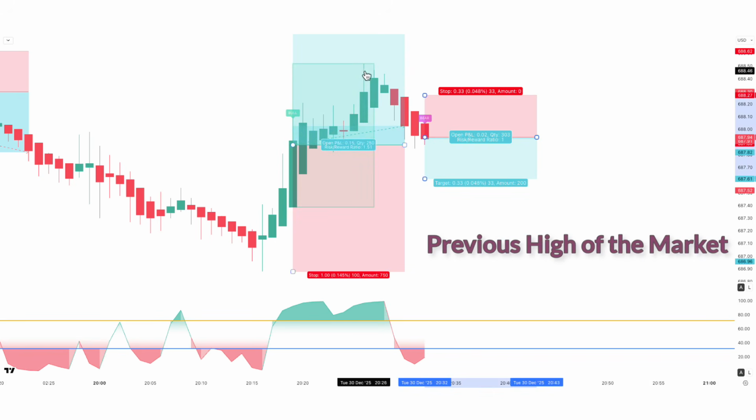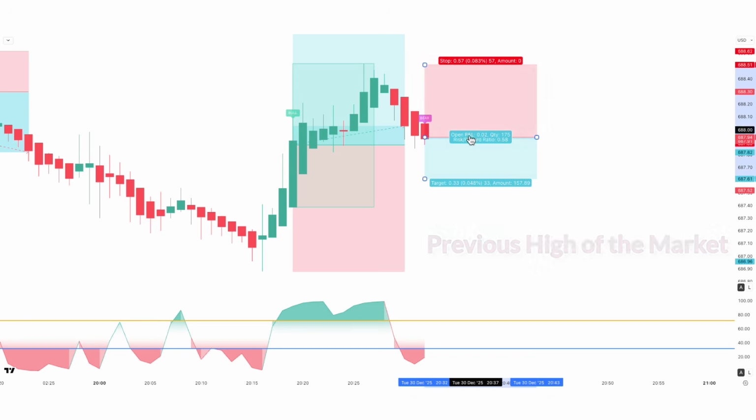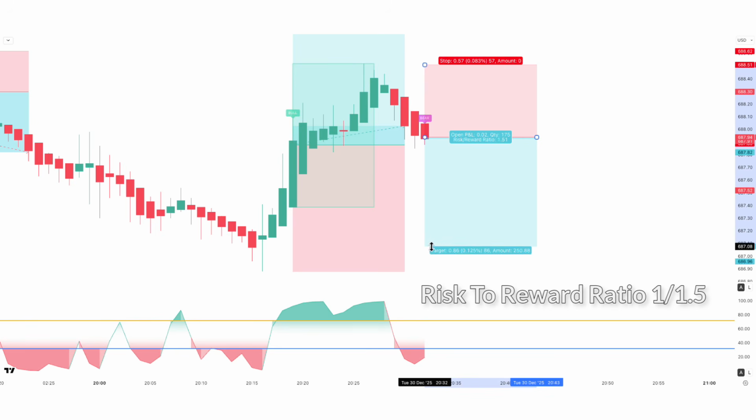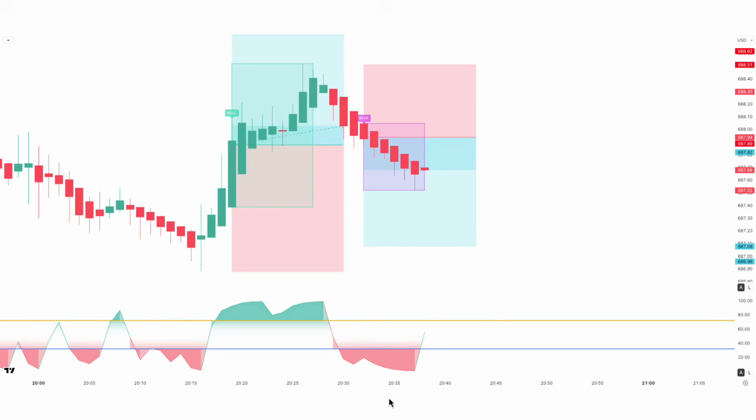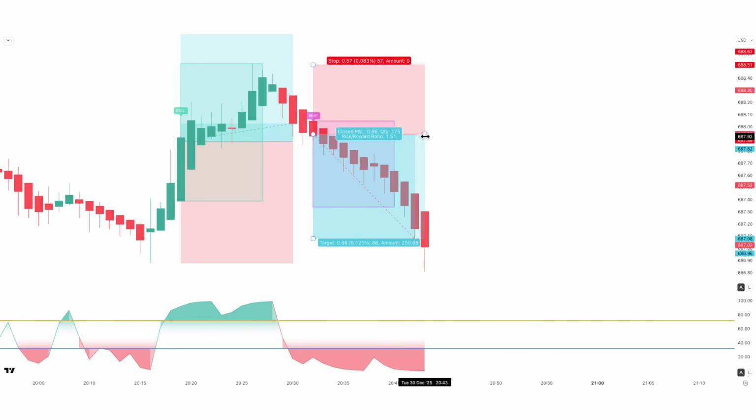Our stop loss is to be placed at the previous high of the market, and the risk to reward ratio will be 1:1.5. Our trade is running in profit. We have won the trade. Let's find the next trade.